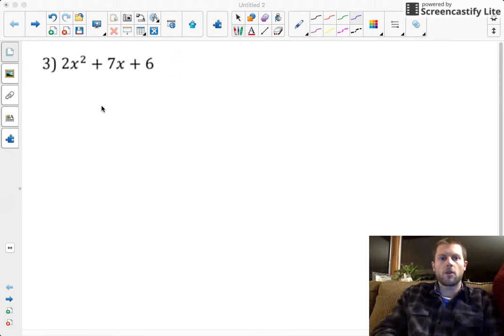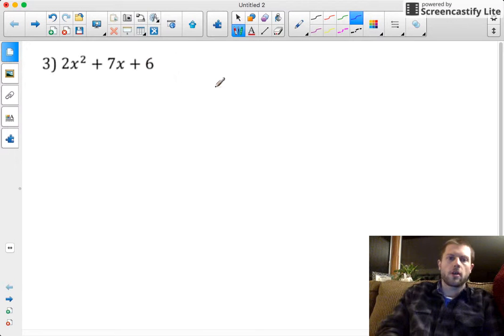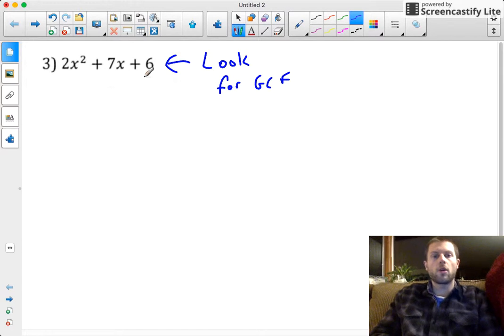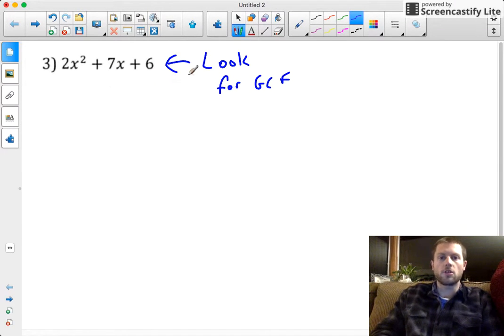All right, for this problem here, we want to factor this quadratic equation. And to get started, we always want to first look for a GCF. No matter what, we want to see if we could pull out a greatest common factor, because if we can do that, it's going to make whatever is remaining a little bit easier to factor.